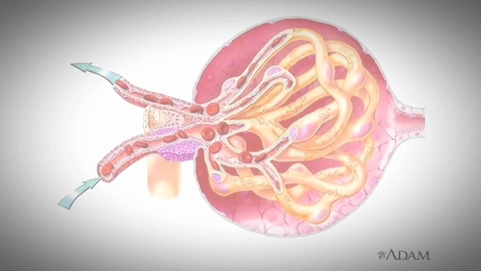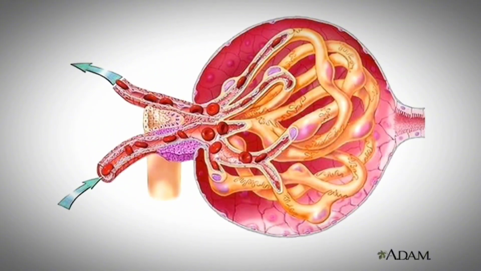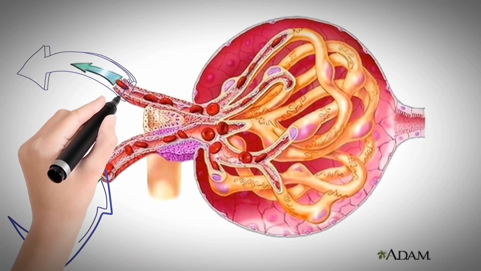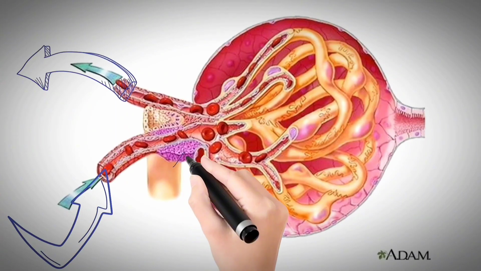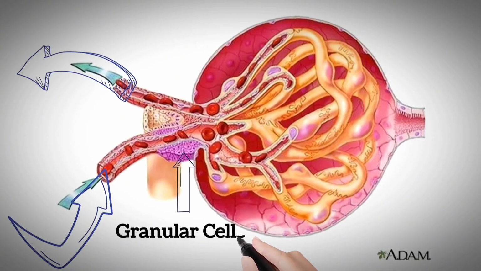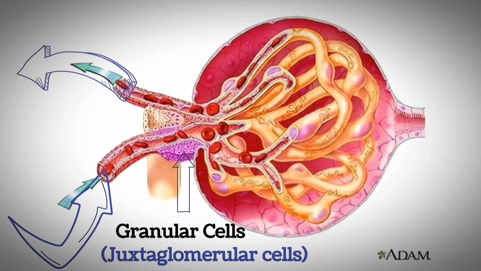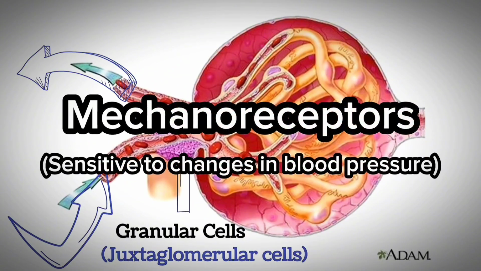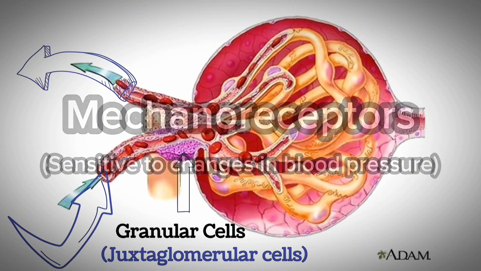Now let's talk about the glomerulus. As we mentioned before, it's the capillaries enclosed within the Bowman's capsule, supplied by the afferent arteriole and drained by the efferent arteriole. There is a specialized type of cell on the afferent arteriole called the granular cells, or juxtaglomerular cells. Granular cells are sensitive to changes in blood pressure. They have mechanoreceptors on their surface. Granular cells react to low blood pressure and sympathetic stimulation.